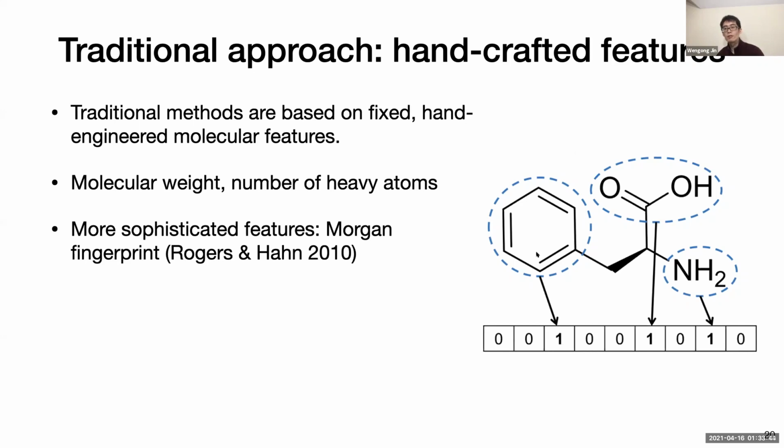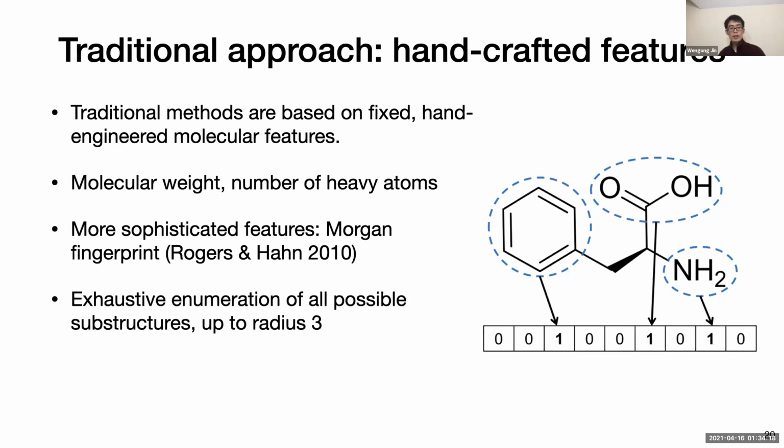As you can see from the figure on the right, it chops your molecule into different substructures, like a benzene here, and then maps them into a bag of substructures. Each entry represents a substructure; here it is 1 because this molecule has a benzene, and so on. In this way you can turn a molecule into a vector representation.